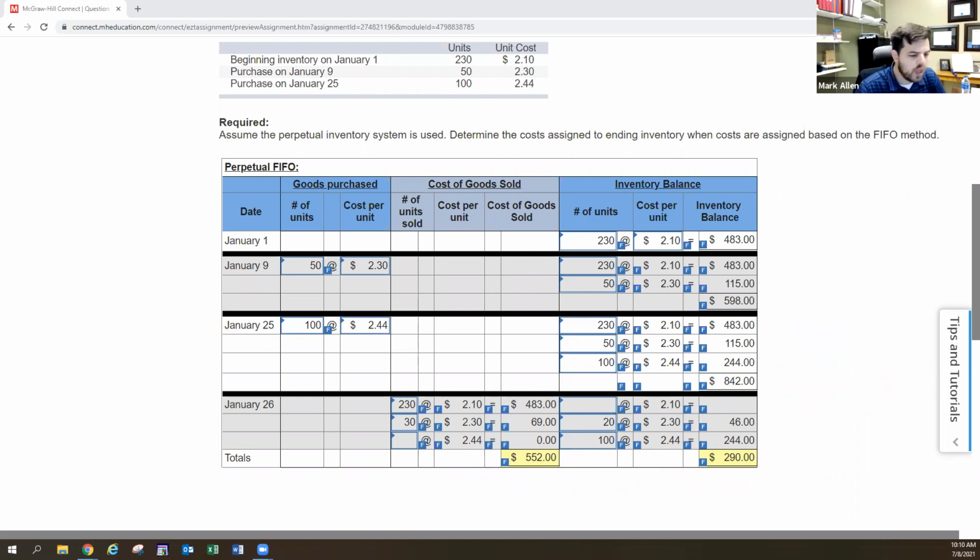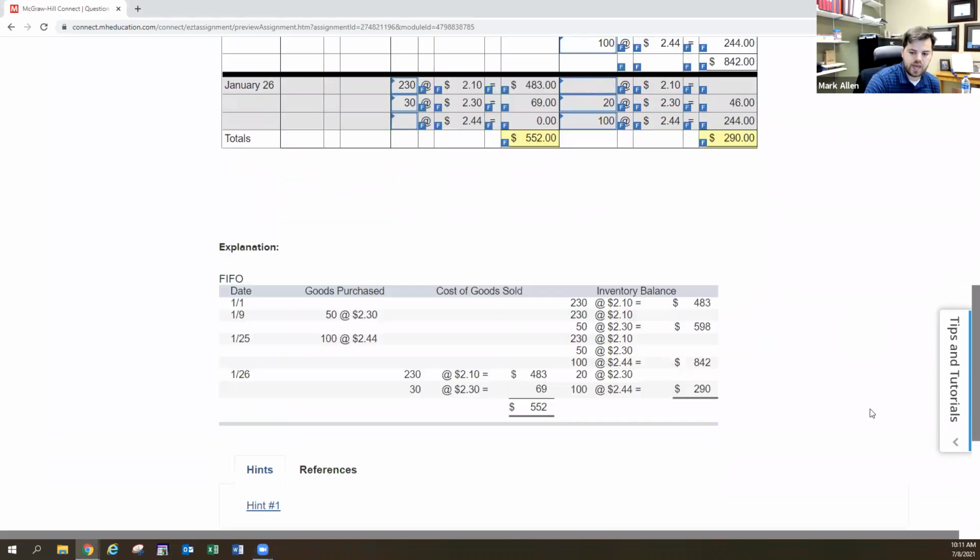Very good. And you'll also notice that if we were to do this with units, it would work as well. 230 plus 50 is 280, plus 100 is 380. Here we've got 260, here we've got 120. 260 plus 120 is 380. Further emphasizing the point that you can use that table both for units and for dollars.